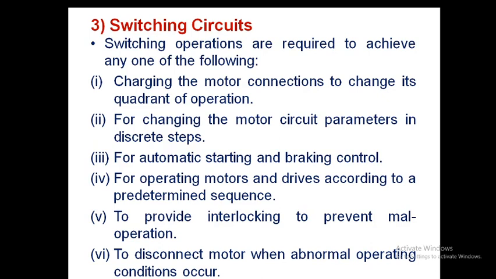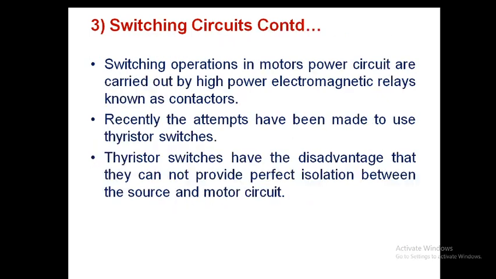To disconnect the motor when abnormal operating conditions occur. Whenever abnormal conditions occur, such as short circuit or open circuit of the devices, your complete system needs to be protected. For that we need to give one signal through the switching circuits. Switching operations in the motor's power circuit are carried out by high power electromagnetic relays known as contactors. Nowadays even in generation systems, high power electromagnetic relays are used to switch operations from one state to another.